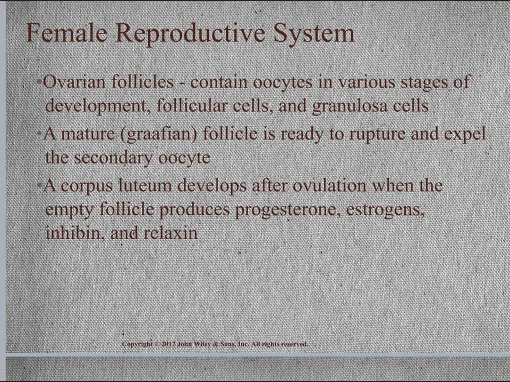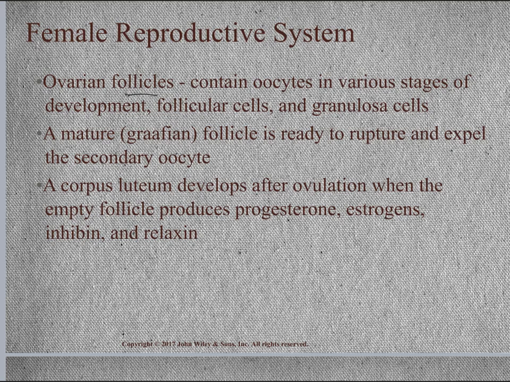So we start bringing and coming full circle. Follicle stimulating hormone. So this is the follicle we're talking about. Within those ovarian follicles are going to be our oocytes. They're going to be in various stages of development. Follicular cells and granulosa cells are going to be located in here. We'll talk about what those are in a little bit.